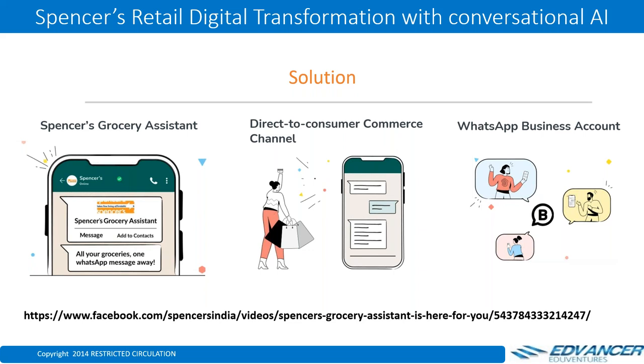So they created their Spencer grocery assistant, integrated that with WhatsApp, and they were able to reach out to the customer directly. So there was an option to reach out using, say, Zomato or Swiggy, but they were able to reach out directly to the customer themselves. So earlier they used to get connected using footfall, but now they are connected on WhatsApp.